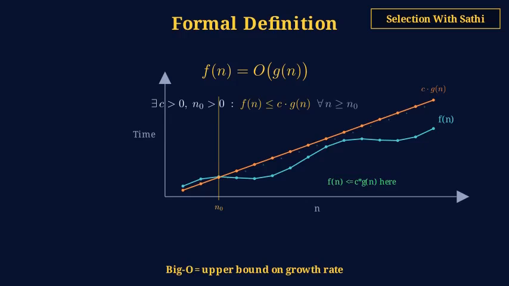What does this really mean? It means g of n is an upper bound on f of n once n gets large enough. Think of it as saying f grows no faster than g. If you plot both functions on a graph, after the point n0, the curve of f of n stays below the curve of c times g of n forever. The constants c and n0 can be anything, as long as the inequality holds.